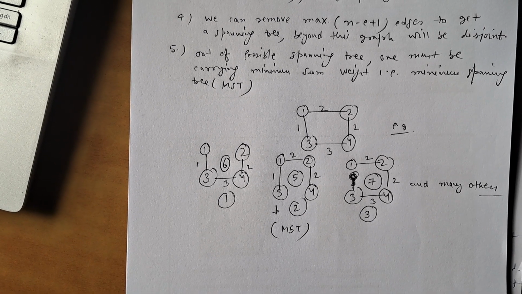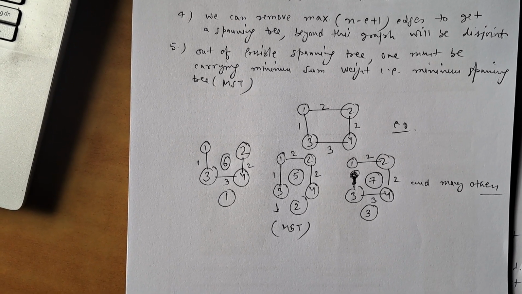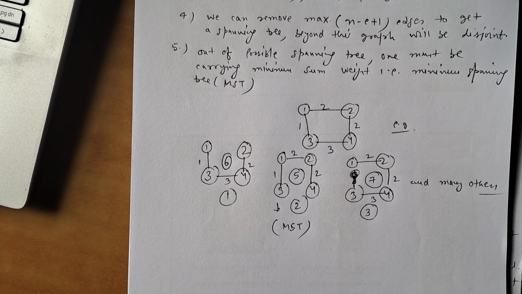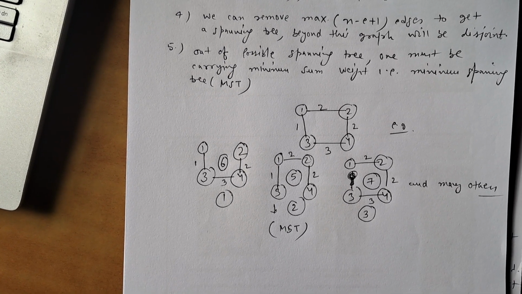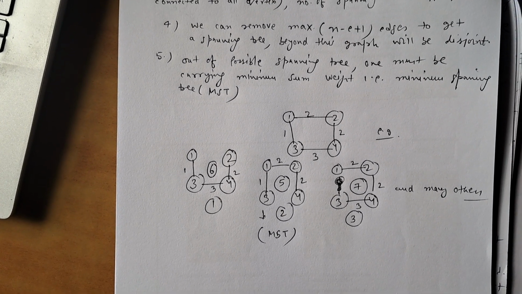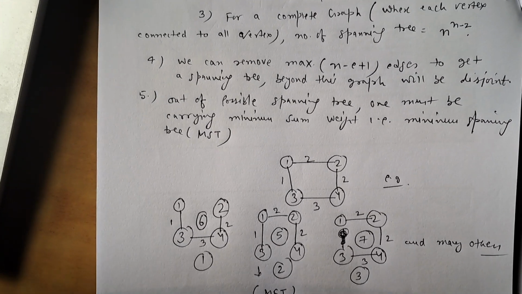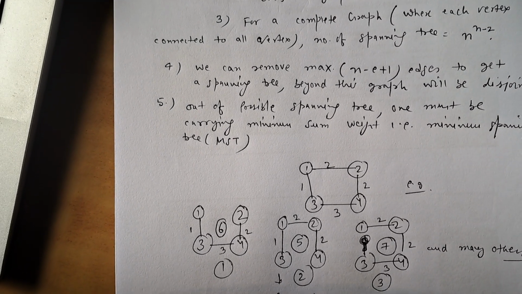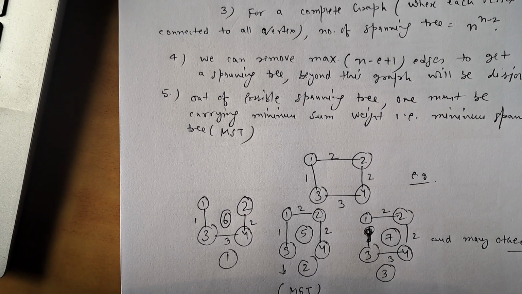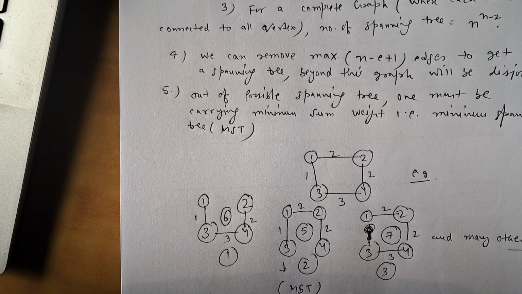So from the same graph of 4 vertices, you have generated, let's say, 3 spanning trees. Which spanning tree is minimum? The second one is the minimum spanning tree. That is the property of a minimum spanning tree: out of the total costs, it is the spanning tree whose sum total is minimum.